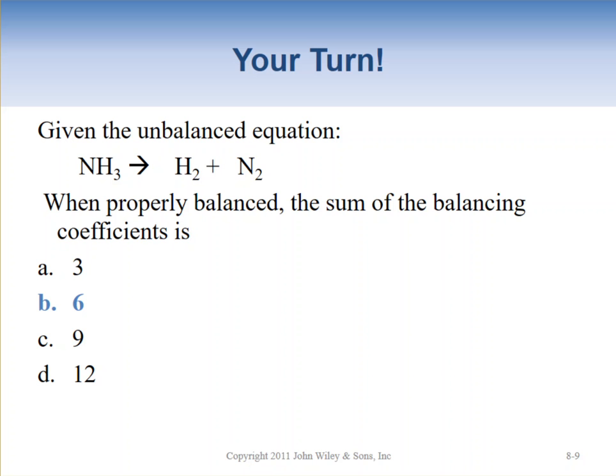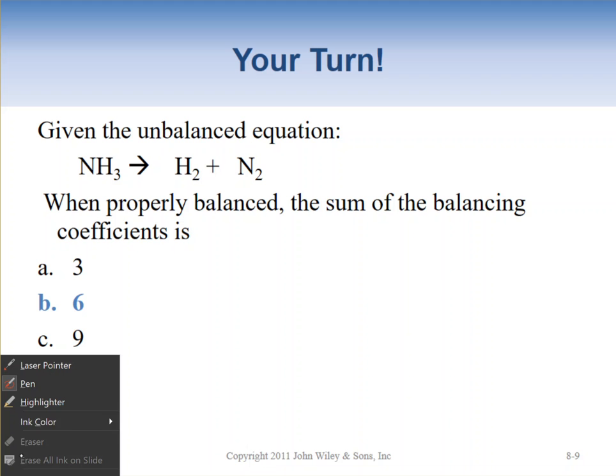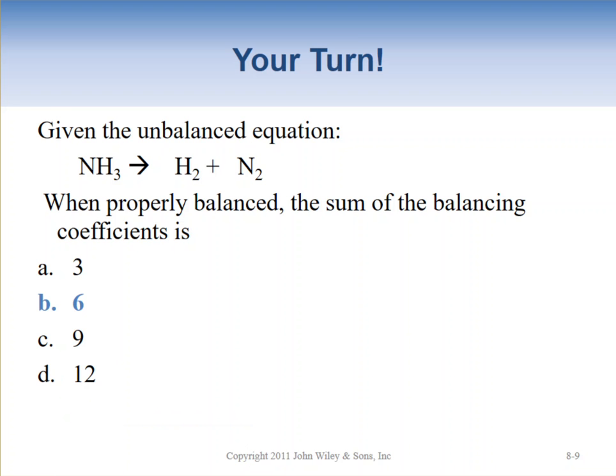So to balance the number of nitrogens, you're gonna use a coefficient. So 2 ammonia. And now you're gonna have to balance hydrogen. On the reactant side, you have 6 hydrogens, and you would need the coefficient of 3 to balance the number of hydrogens. And after you're done, you always double check. 2 nitrogen on the reactant, 2 nitrogen on the product. 6 hydrogen and 6 hydrogen, so the reaction is balanced. Now the sum of the balancing coefficients is 6. So the answer is B.